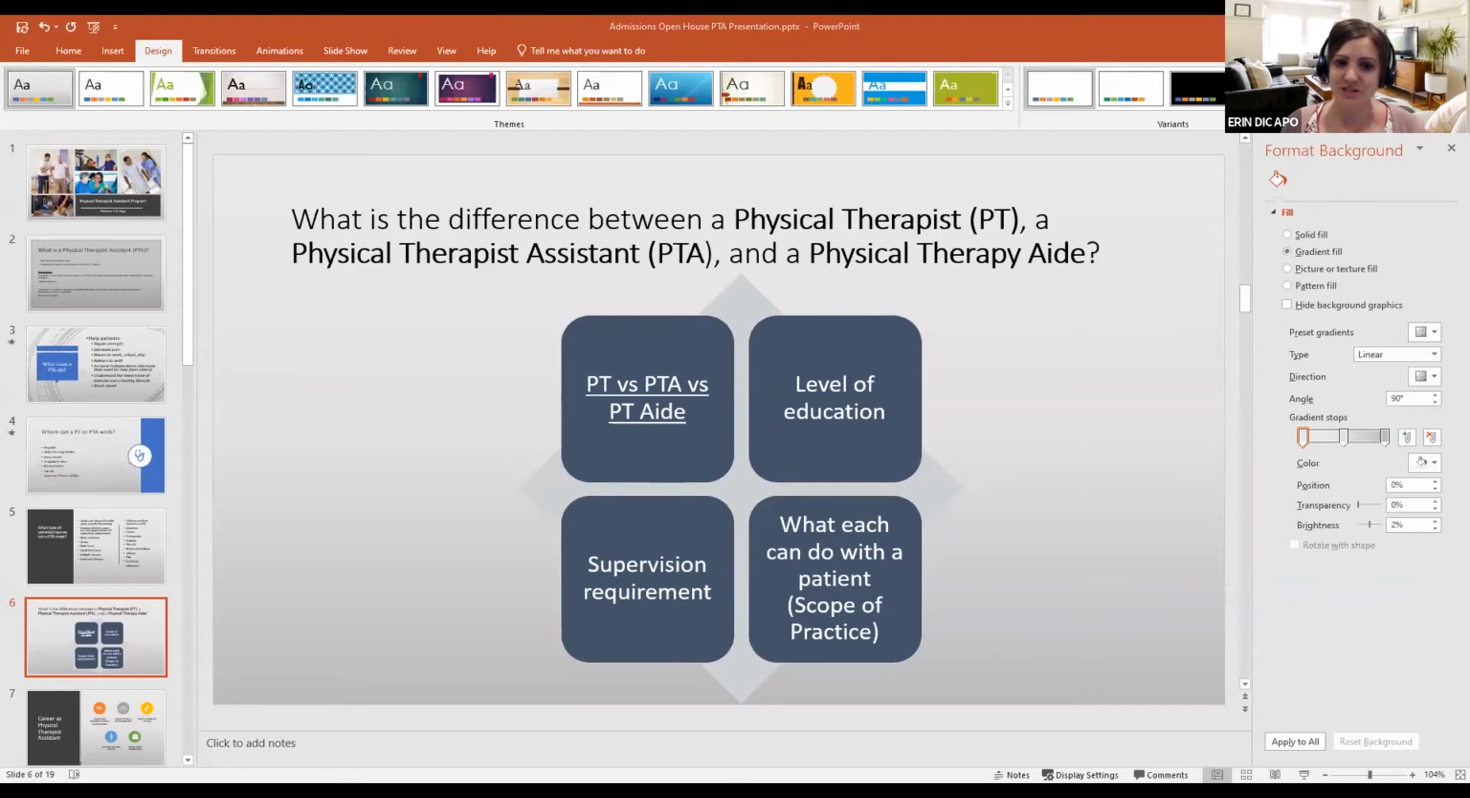And while PTAs do work under the direction and supervision of physical therapists, they have a lot of autonomy. Okay? In fact, in most settings, many settings, the PT does not actually have to be in the same building as the PTA. Okay, they're trained to make clinical decisions and think critically and safely carry out the treatment plan for the patient.